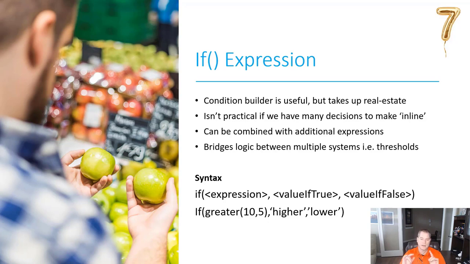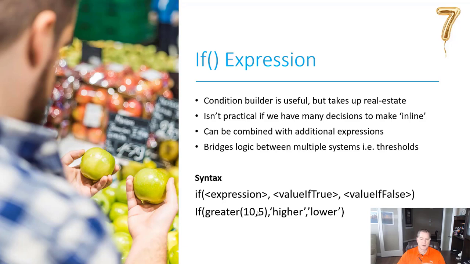So let's take a look at an example below. We've got a situation where we want to determine if one number is greater than another. So in this case, if 10 is greater than 5, this is going to return a Boolean result. And the idea is if this returns a value of true, we will return the first parameter back, in this case higher. If this resolves to being false, we'll return the second parameter here, which will be lower.